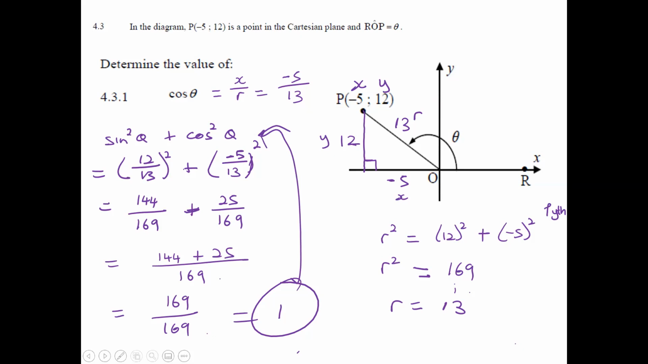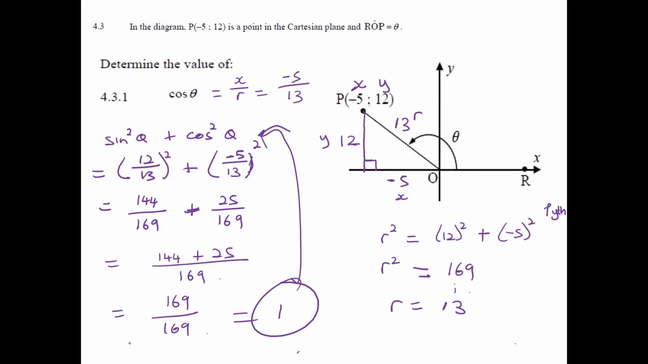Any questions? Sir, on the first question, are we not actually working out the angle theta? There's no question telling you to find the angle theta. Where did it say that? It says determine the value of cos theta. They didn't tell you to find theta, they told you to find cos theta. Remember, cos is a ratio. You're not finding an angle. You find a fraction.